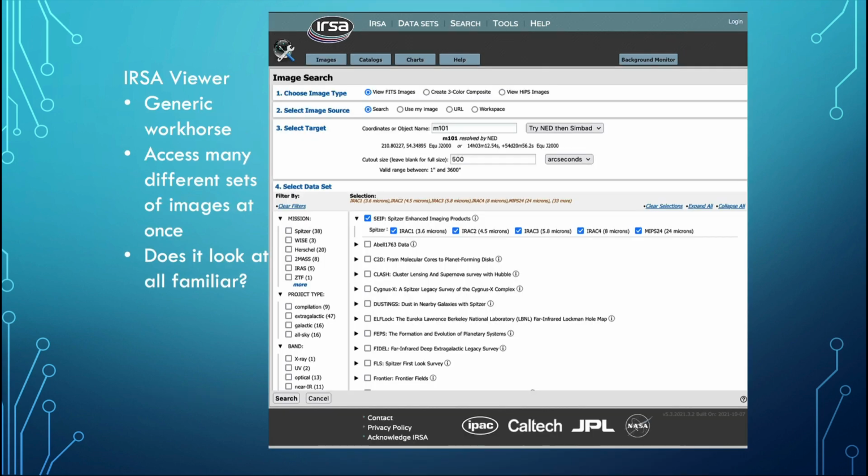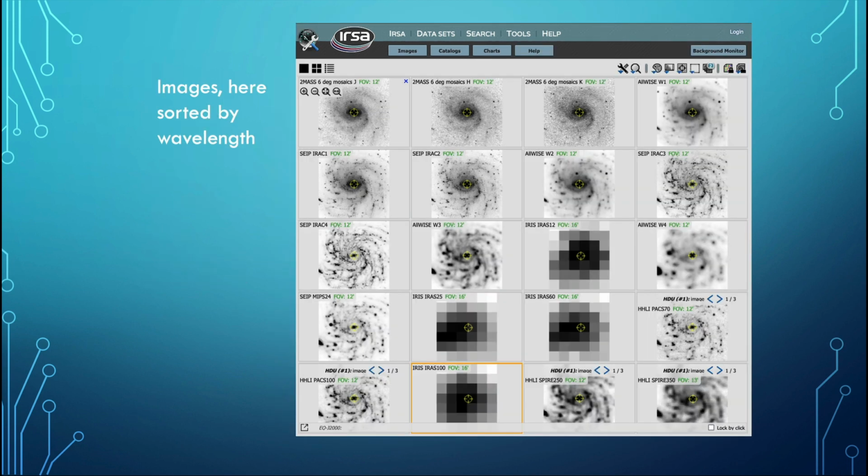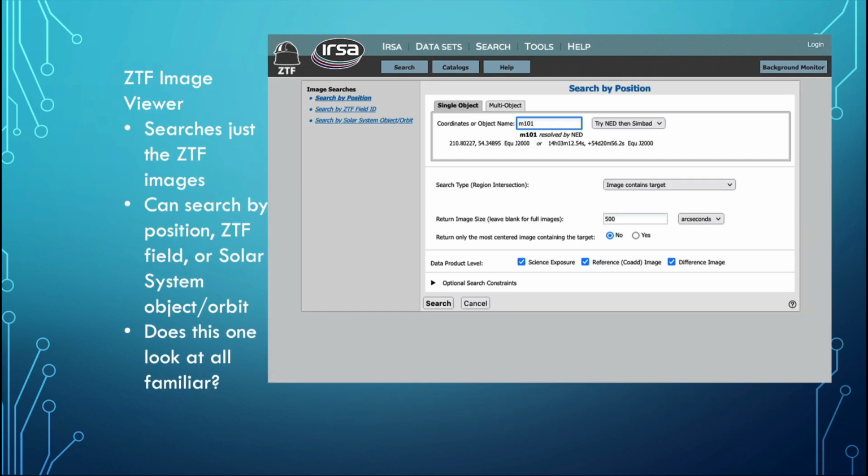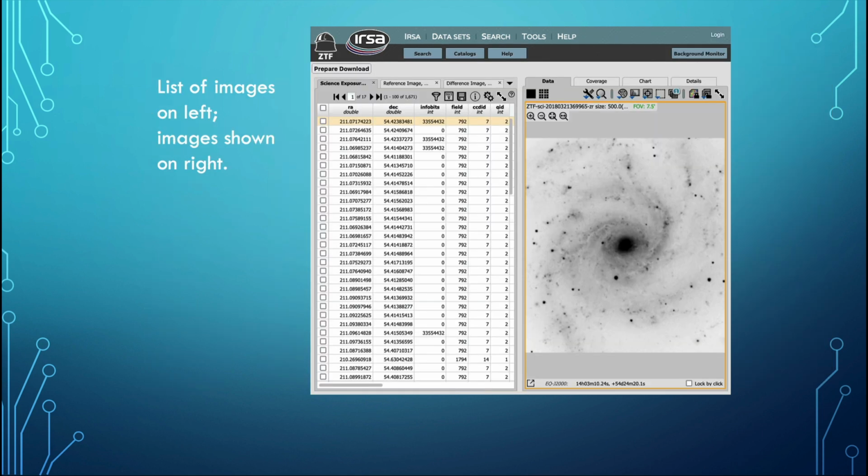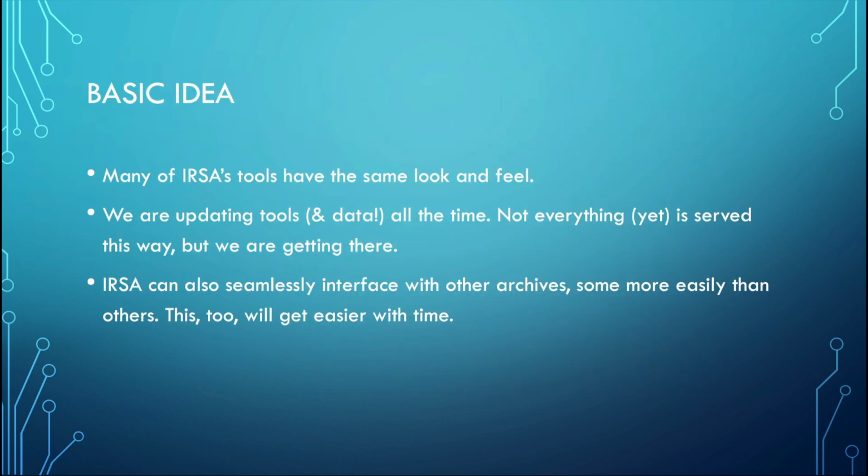This is the generic URSA viewer tool. Does it look kind of familiar? Indeed. Here are some of the images that you get back sorted by wavelength. Here's the ZTF image viewer. You getting the idea that it kind of looks familiar? The idea is that it all looks familiar. So once you master one, they all look similar. Here we've got a list of images on the left and the image results on the right. So basically many of them have the same look and feel.